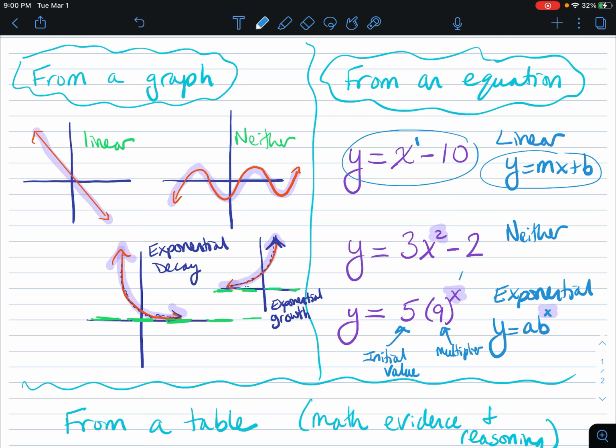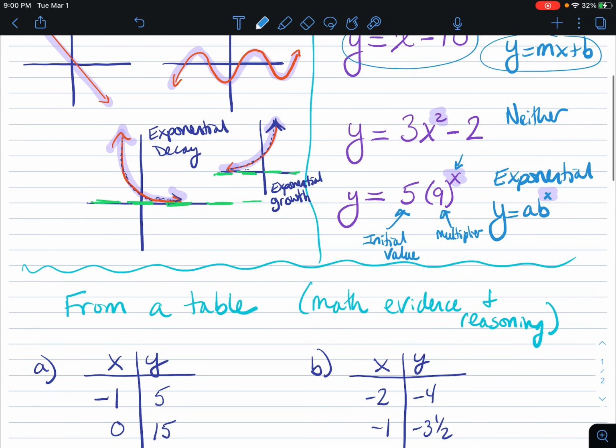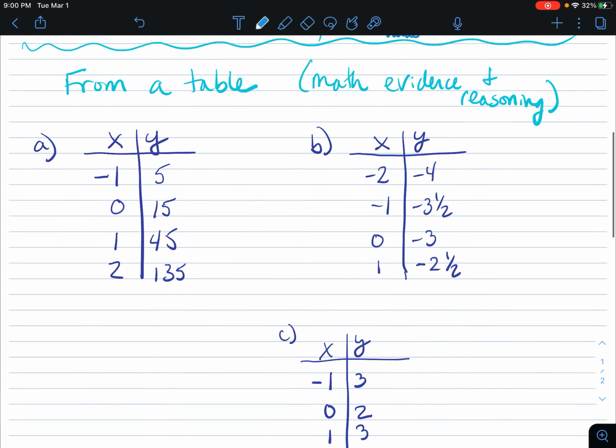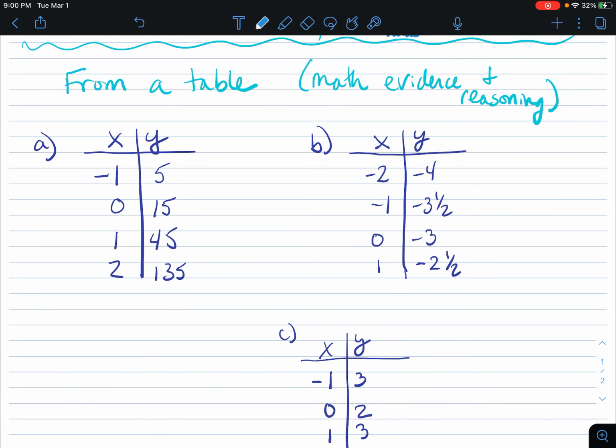So x is the exponent. That's going to tell you you have an exponential function. Okay, now the next level of this is looking at a table. And I think most of you have been doing pretty well just seeing the patterns in the table. That's going to be your math evidence. So this is requiring reasoning and evidence.